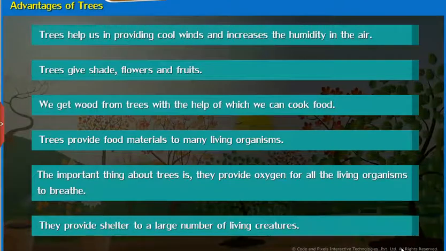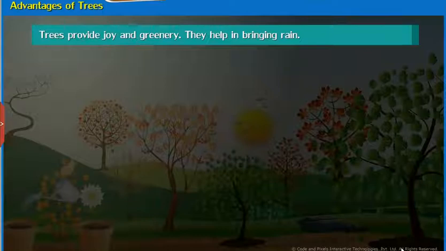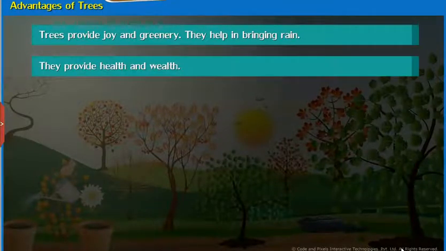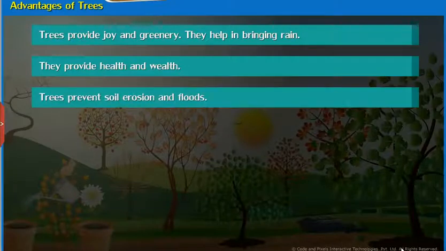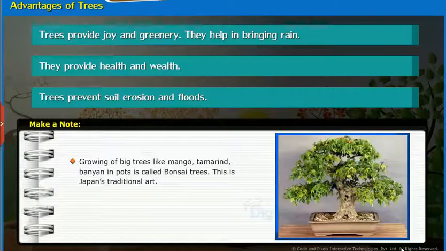They provide shelter to a large number of living creatures. Trees provide joy and greenery. They help in bringing rain. They provide health and wealth. Trees prevent soil erosion and floods. Make a note. Growing of big trees like mango, tamarind, banyan in pots is called bonsai. This is Japan's traditional art.